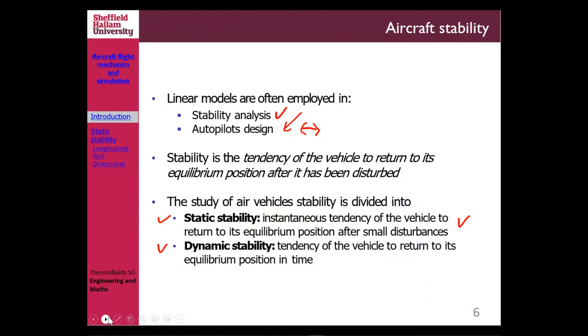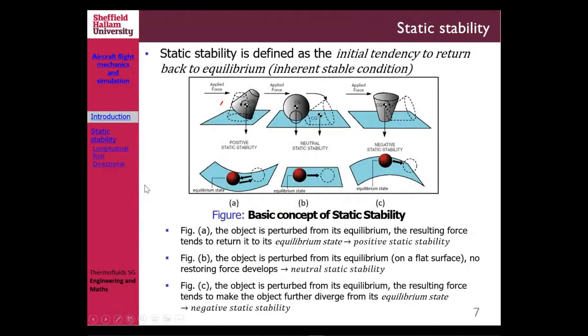I think you have seen this before in another example that I put. What is static stability? Static stability is defined as the initial tendency, which we have mentioned before, to return back to its original steady state or equilibrium state. One of the examples I've shown you before in the tutorial is a ball in a bowl, right? Or a marble inside the bowl.